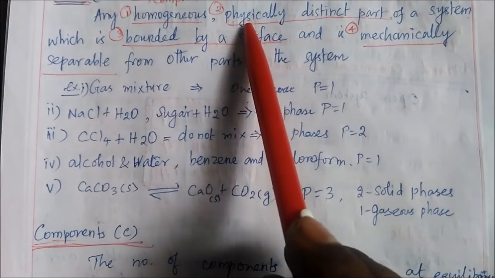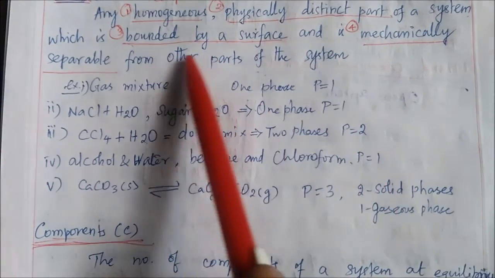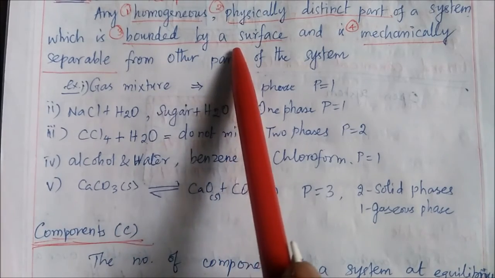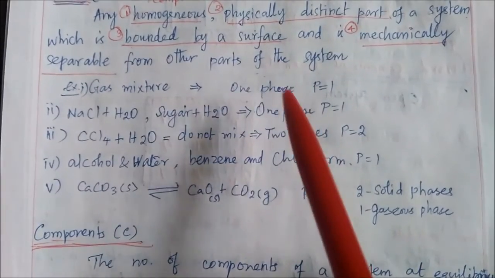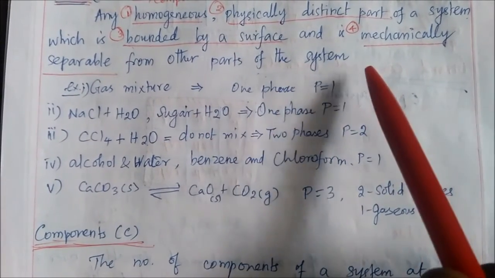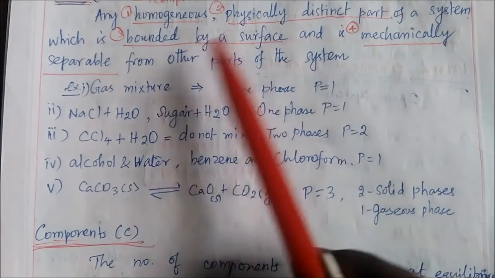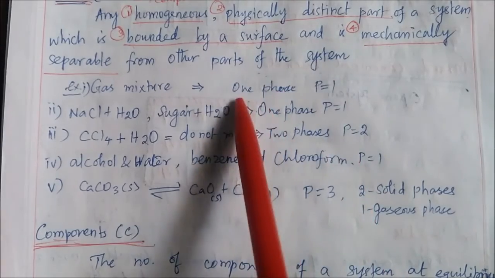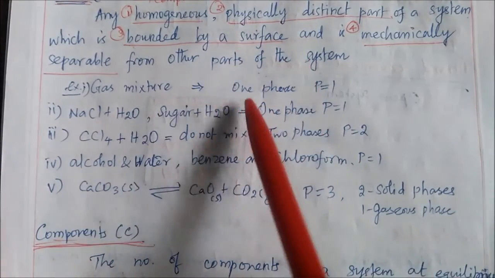and each and everything is a physically distinct part of a system. They are bounded by a surface. Of course, they are bounded by a surface, and we can separate the molecules from one part into another part. That is what is called mechanically separable. Okay, so this consists of a gas. There is only one phase. It consists of a phase. So, one phase.